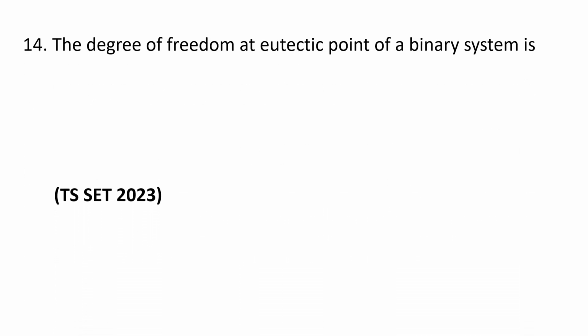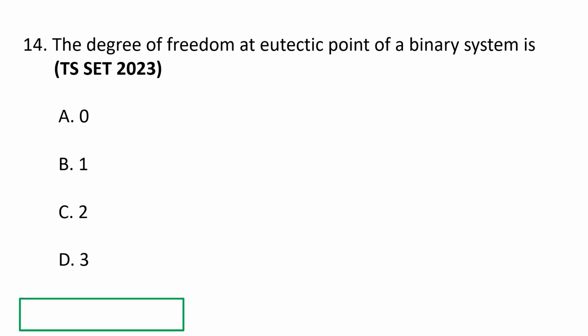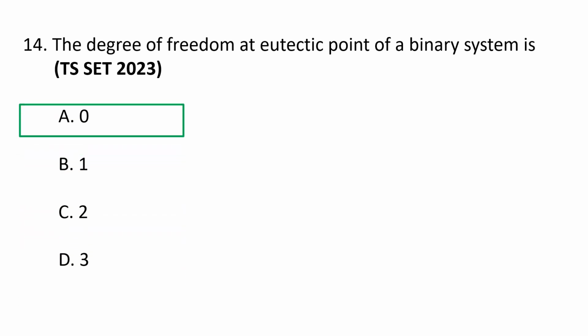Next question. The degree of freedom at the eutectic point of a binary system is: A. 0, B. 1, C. 2, and D. 3. So the degree of freedom at the eutectic point of a binary system is 0. According to the Gibbs phase rule, for a two component system, at the eutectic temperature there are no degrees of freedom. So the degree of freedom is 0 and the system is thus invariant. At the eutectic point, the liquid can exist at the lowest temperature. So A, 0, is the correct option.